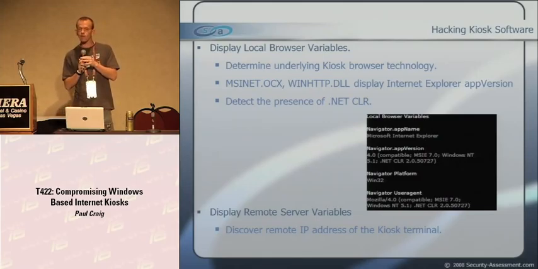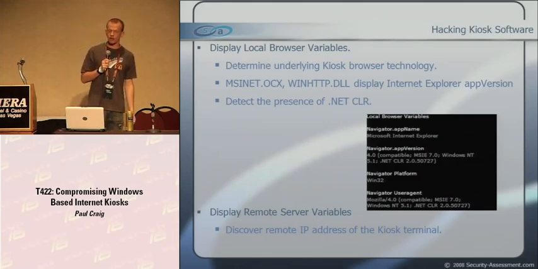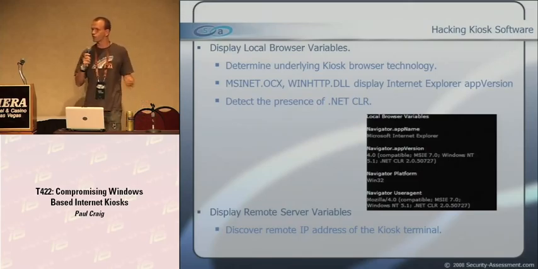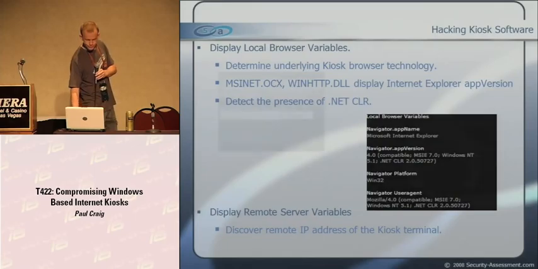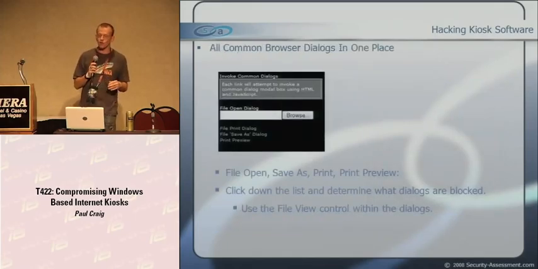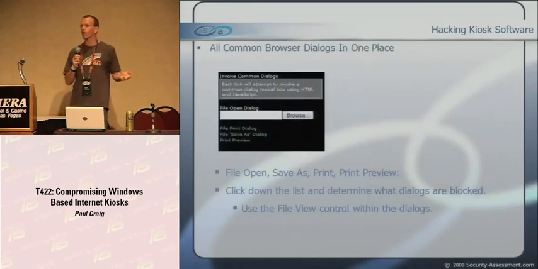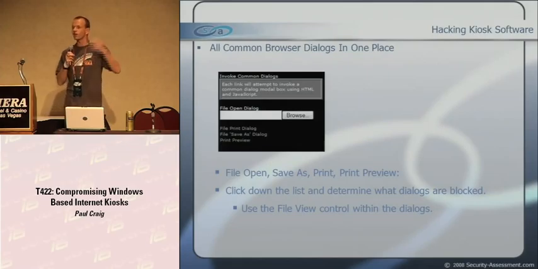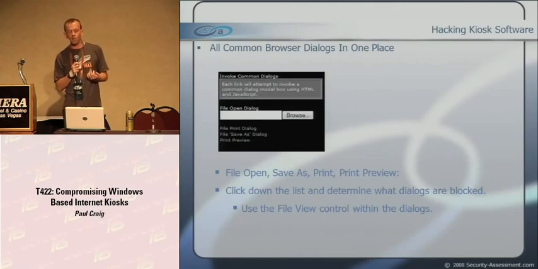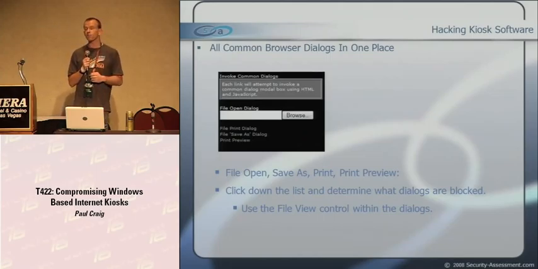I can also display remote server variables. So I can discover the remote IP address of the kiosk terminal. Well, it's a pretty handy thing to know, right? iCat also contains all common browser dialogues in one place. So you can just click down a list, things pop up, and you can see if they're blocked or not. So I have a file open, file print, file save as, and a print preview dialog that'll pop up. And this is pretty handy. This saves the guesswork and really decreases the time involved in hacking a kiosk.